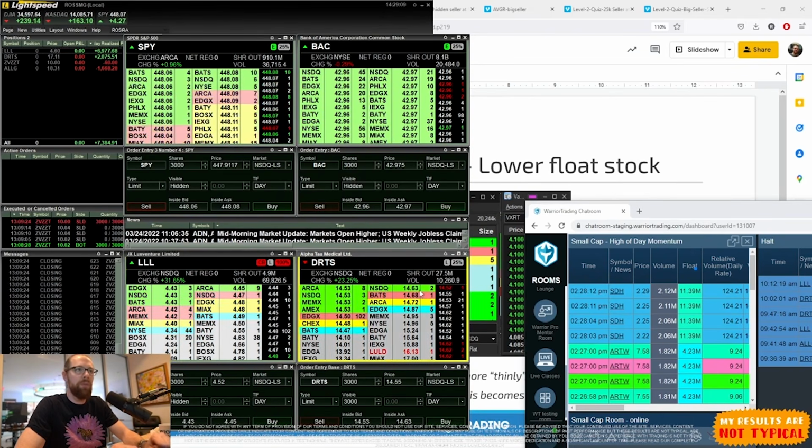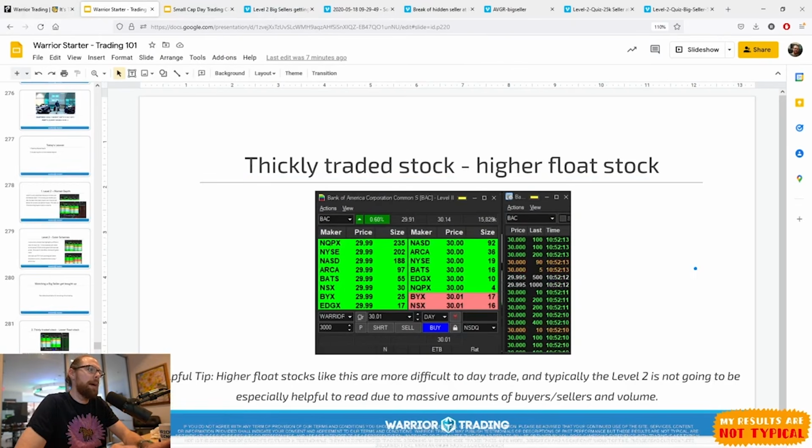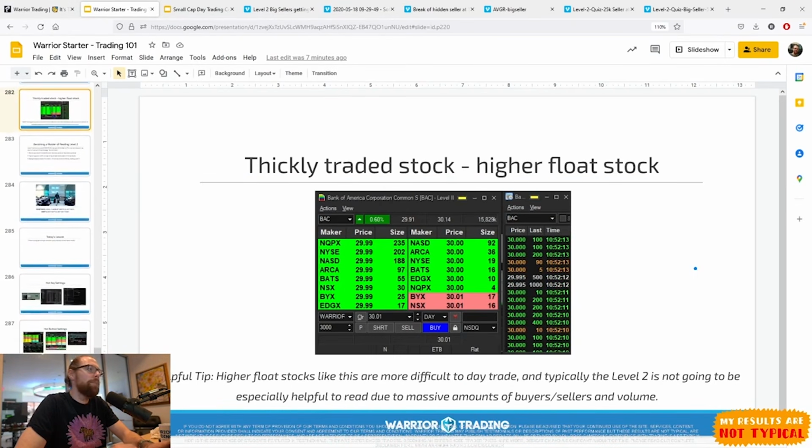DRTS, we could quickly see a move up to 15 or 16. That could be a 5-10% move. So these are the type of stocks I'm going to be more interested in. So looking at the level 2 can tell me pretty quickly whether a stock is thinly traded or thickly traded. Of course, I can see the float listed right there as well, but it also communicates that. So more thickly traded there.